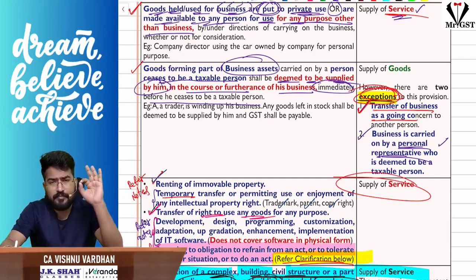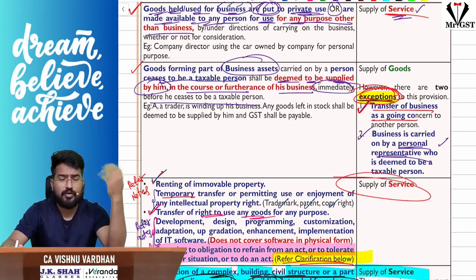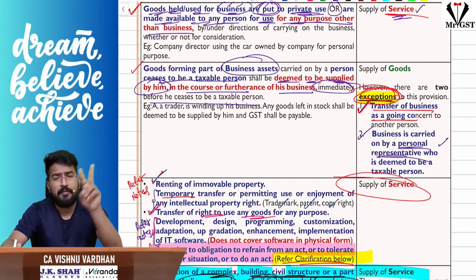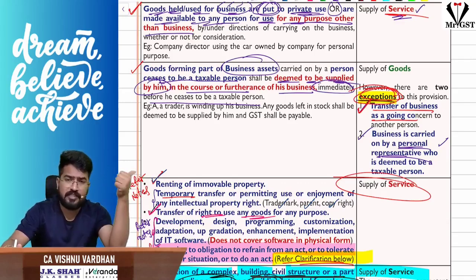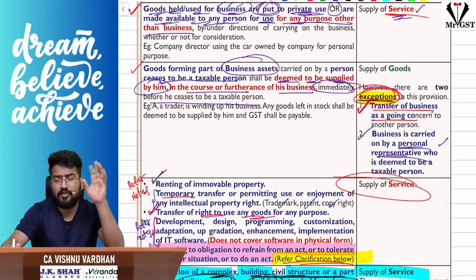Simple thing, your business you are closing down, whatever the goods are lying now in the business will be deemed to be supply. Even though you have not actually supplied, you should pay GST and close it. But there are two exceptions. One is, if at all you are selling the business, that means the other fellow will carry on the business, so there is no problem to the government. Or if the business is carried out by any authorized representative, then also fine. That means business is not getting closed, just the owner is being changed or taxable person is being changed.